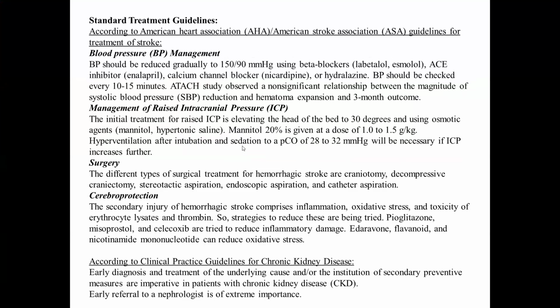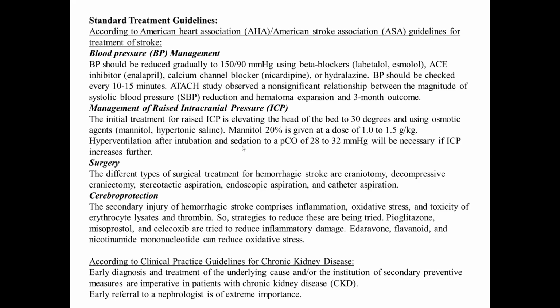On the standard treatment guidelines, to reduce the blood pressure we should provide beta blockers, ACE inhibitors, calcium channel blockers, or hydralazine. And the BP should be checked regularly and should be gradually reduced to below 150 by 90. And for the management of raised intracranial pressure, the head should be elevated and mannitol should be provided. Surgery options differ. It depends, it can be craniotomy or stereotactic aspiration or catheter aspiration. And cerebroprotection is also provided to reduce the oxidative stress.